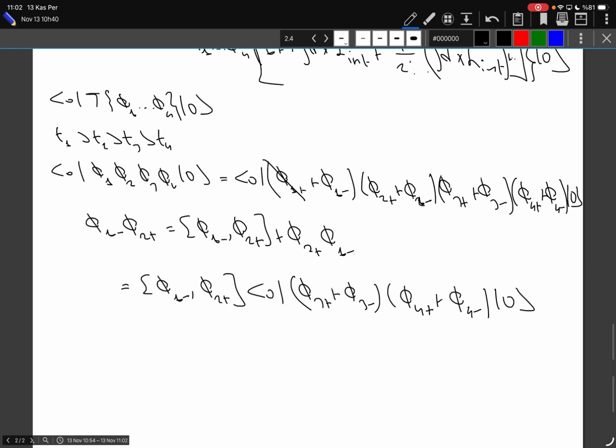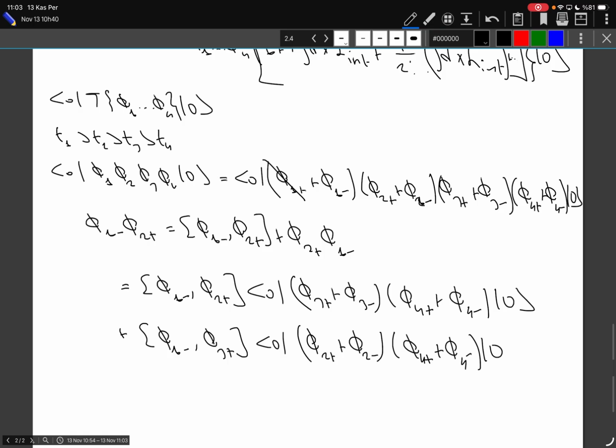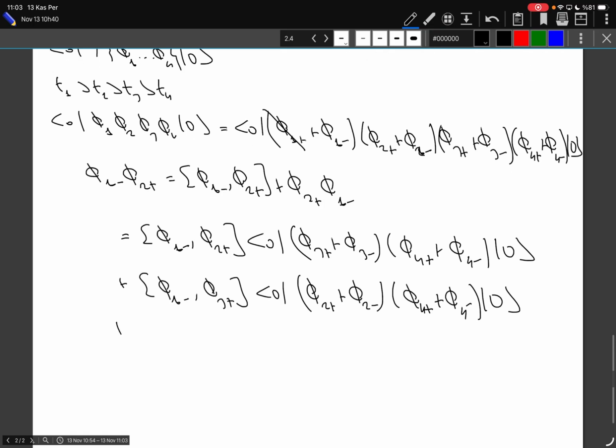plus then phi 1 will be next to phi 3. I have to consider the commutator of phi 1 and phi 3. Phi 2 will stay where it is. And then I will have phi 4. Then I have the commutator of phi 1 and phi 4.